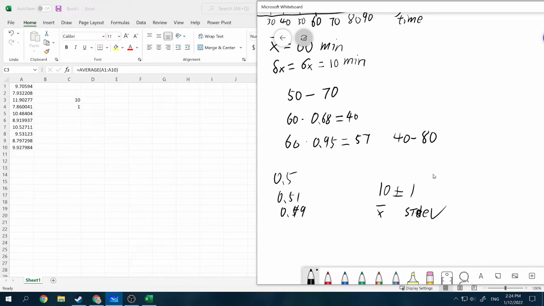And it is important that for your error in this lab, you want to report only one significant digit. And then for your value, the number, you want to report the digit that is matching the last digit of the significant figure of your error.